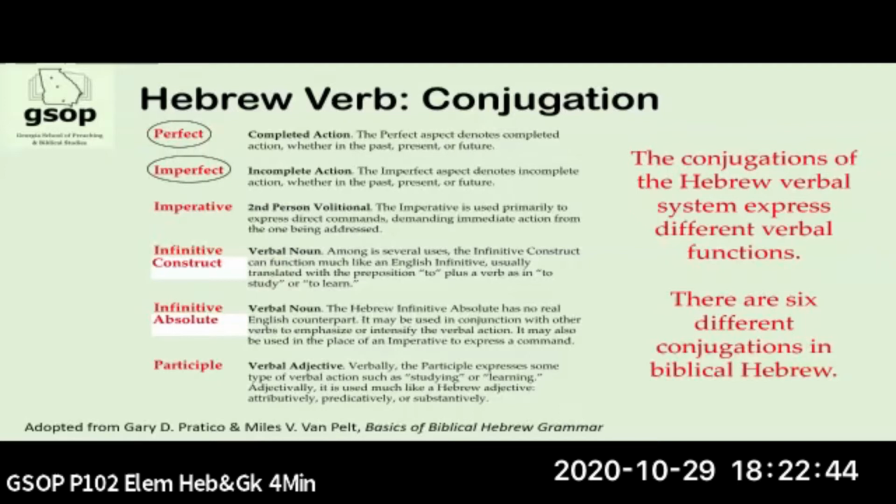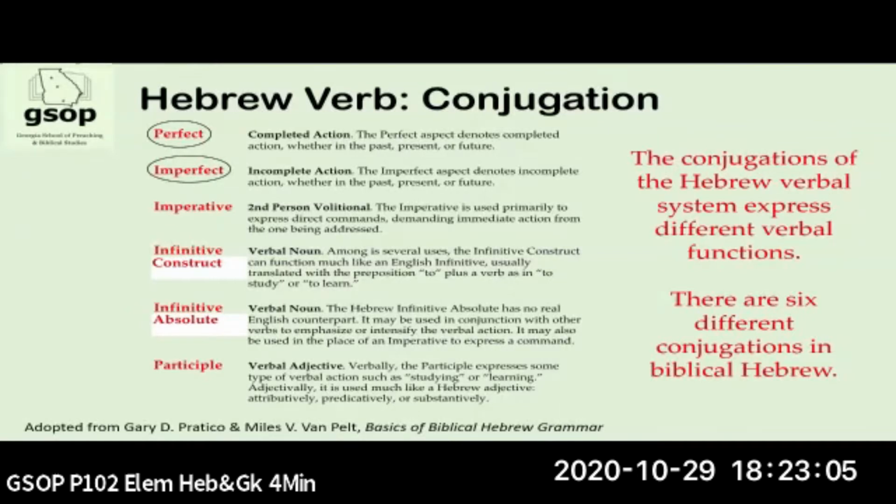Imperative would be just like we were used to in the Greek or in the English. It's more of a command, demanding some immediate action from the person being addressed. Then you have an infinitive, you have a construct infinitive, and you have an absolute infinitive. Infinitives are verbal nouns.